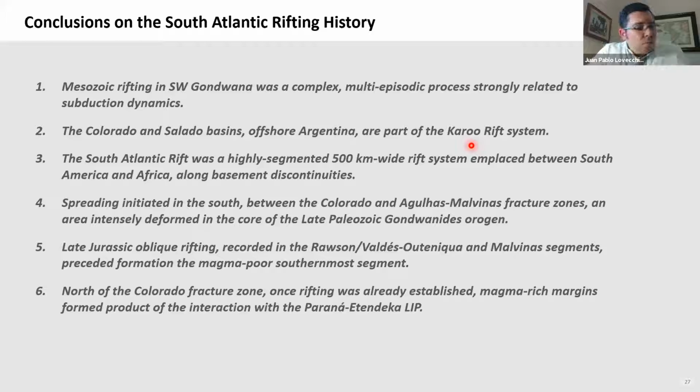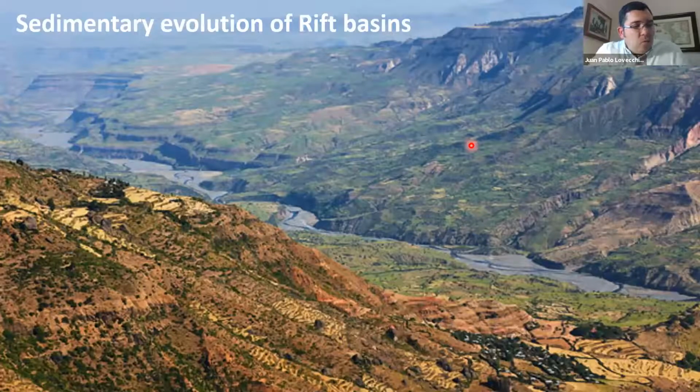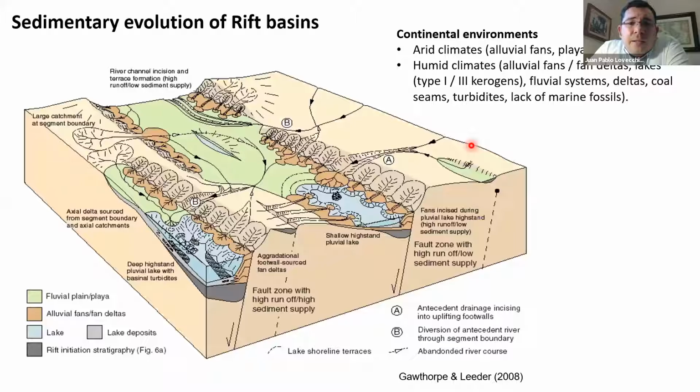Okay, so let's move forward to the sedimentary evolution of rifts. Here's an example of a rift system in Africa. And rifts can be filled with either continental sediments, marine sediments, or both, depending on the proximity to the sea. In the case of continental environments, the sedimentary environments that can develop depend on many factors, but particularly the climate conditions.